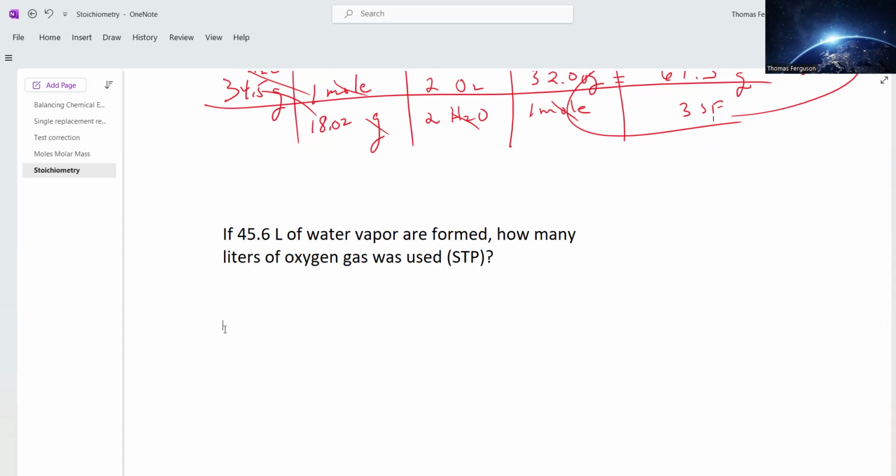Now, if you're taking 1A next, you'll rarely use STP conditions because they want you to learn the ideal gas law. But in Chem A, we use STP.